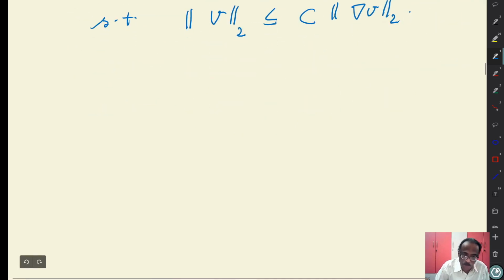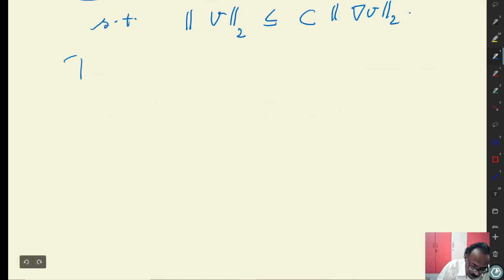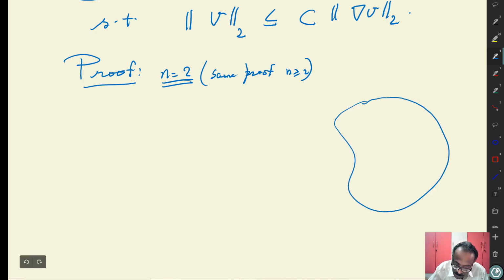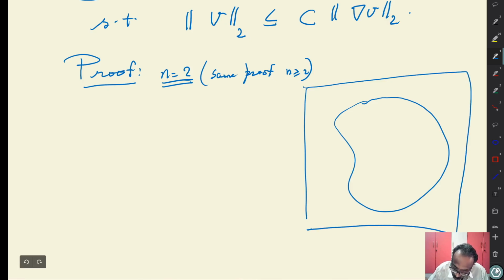So let me give you a quick proof before ending this lecture. Once we prove this, L is a bounded linear functional. This proof is simple. Let's take n equal to 1, 2. The same proof works for n greater than or equal to 2. So your domain is a bounded domain. So you can find a rectangle or a square contained like this. So find a square.